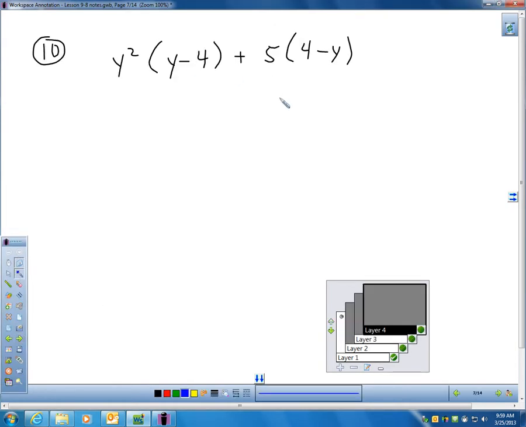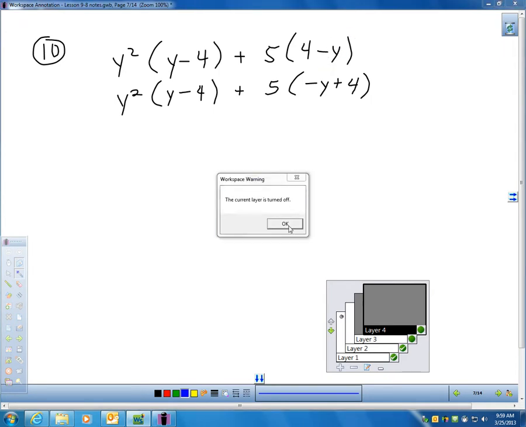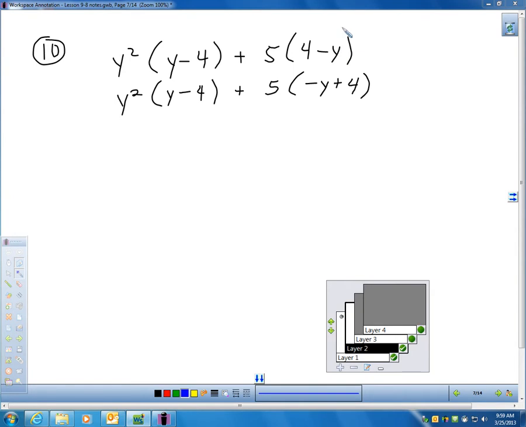Number 10. If I go back to 10, you notice this is already been grouped a little bit, but I notice here, wait a minute, I don't have a common binomial. I have y minus 4 here, but this is 4 minus y here. These are not in common. I can't just pull them both out. They're not the same thing. So what do I do? Well, first of all, let's notice here, this is not written in the proper order.